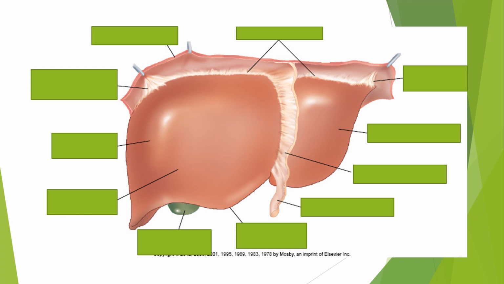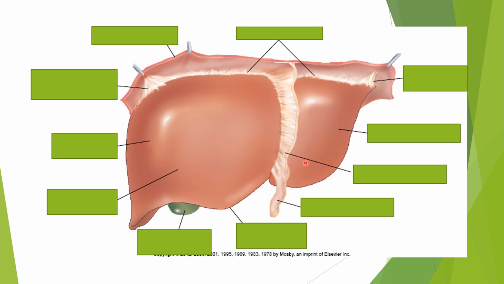Okay, let's check our understanding and see how you did. We're going to start right up here in this corner. So this is pointing to this triangular little thing right here. This is the left triangular ligament. Underneath that, right here, we've got the left lobe.